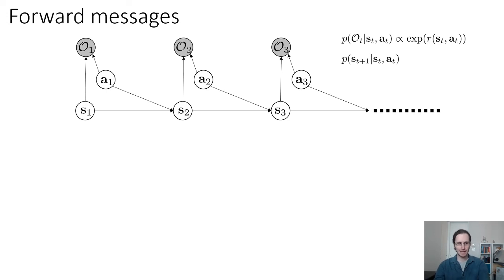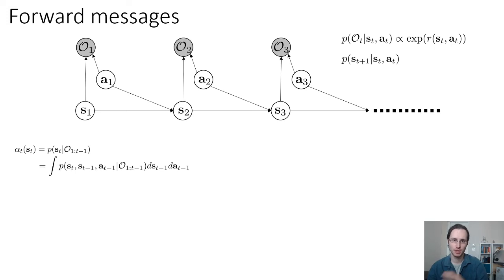All right, so lastly, let's talk about forward messages. The forward message is the probability of the state given optimality from 1 through t minus 1. The way that we're going to calculate forward messages will be similar to how we calculated backward messages. We'll put in the previous time step variables, integrate them out, and recover a recursive procedure. So the two variables that I'm going to put in are st minus 1 and at minus 1. So I get p of st, comma st minus 1, comma at minus 1, given o1 through t minus 1.